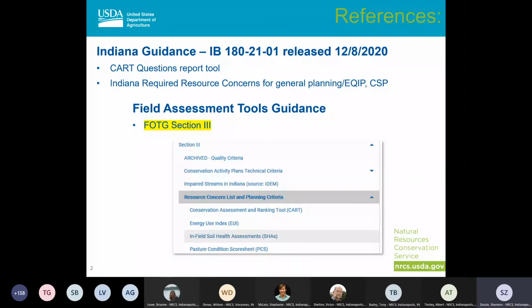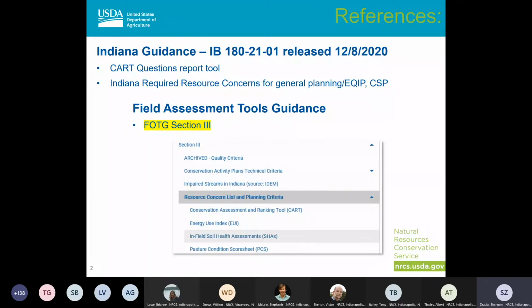The spreadsheet tool itself is housed in section 3 of our Field Office Tech Guide, along with our resource concern plan list that Jennifer went over on Monday, the national wordy document, as well as the matching CART spreadsheet for Indiana. We did that, and I'll say this kind of slowly. I'm going to catch everyone's attention.